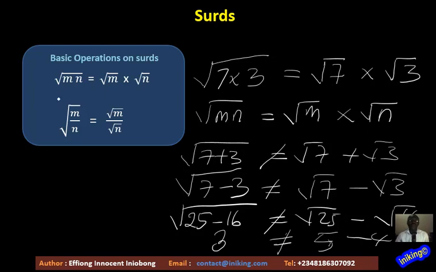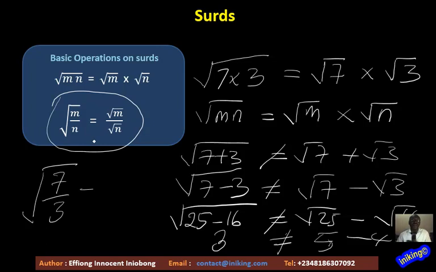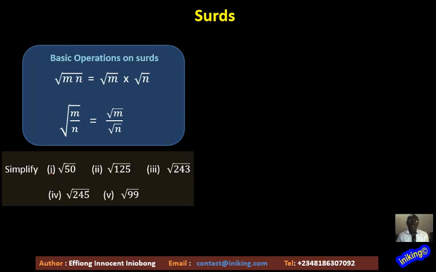Also, as a second rule, we have here that division also works. If I have the root of 7 over 3, I can put this as the root of 7 divided by the root of 3. Now with these basic operations, we'll try to see how we can manipulate more Surdic expressions. Let's look at this.